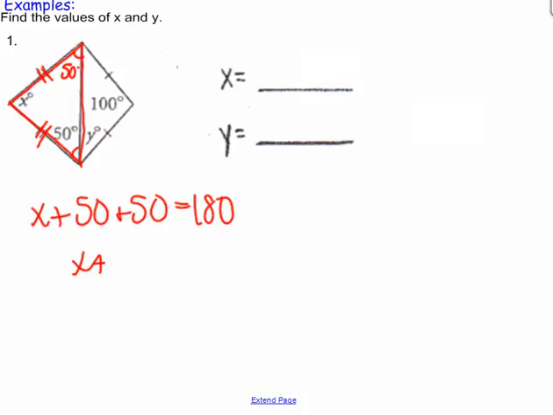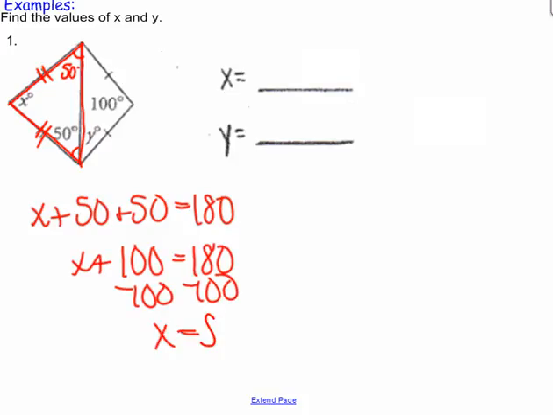So I'm going to first combine like terms. So 50 and 50 is 100. I'm going to subtract 100. So my x is 80. So that is the value of x.